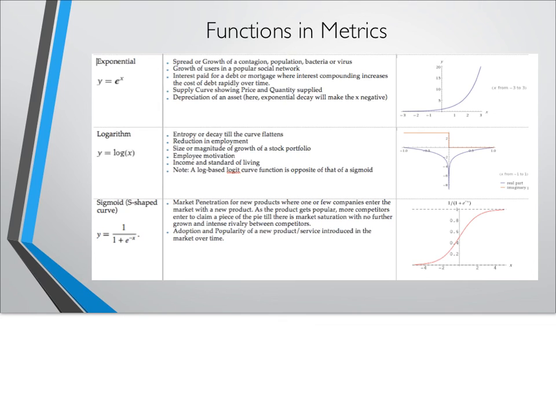More users post more things. The more they post things, it's shared across. So there's an exponential, so it increases at an increasing rate. Interest paid for a debt or mortgage, where interest compounding increases the costs of debt rapidly over time. Supply curve showing price and quantity supplied. Depreciation of an asset. Of course, here the exponential decay will make the x negative. So if it goes the other way, it just turns the x negative.